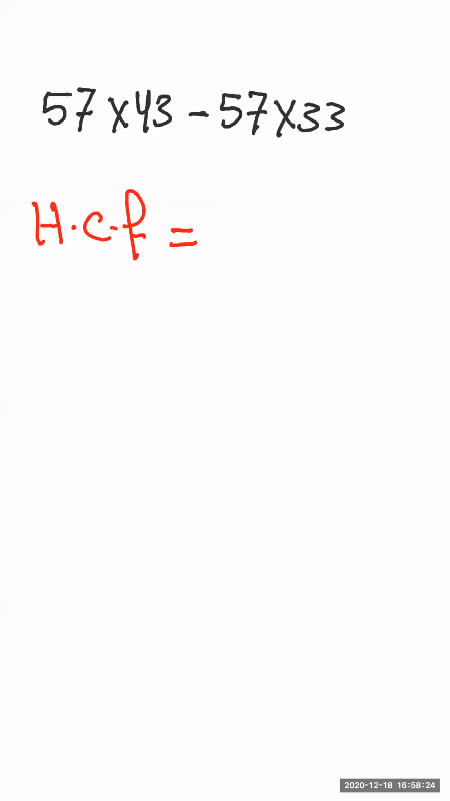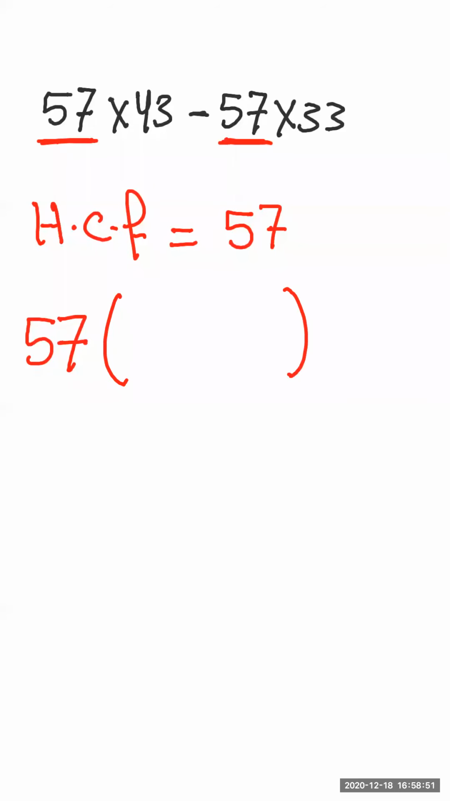Check the numbers, guys. Here, the first term, 57, and here on the second term, 57. Then there is 43 and 33. Is there a common factor between 43 and 33? No. So the only common factor, the highest common factor, will be 57. Then the next step, write down the highest common factor, then your brackets. What will be the remaining from the first term? It's 43 only.